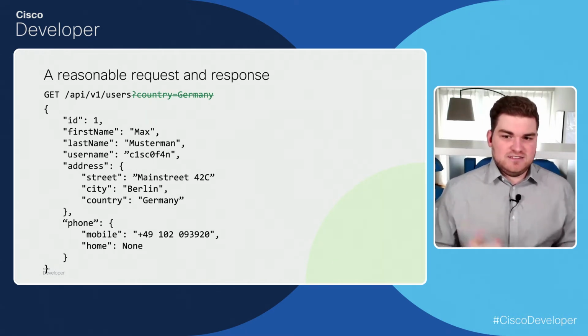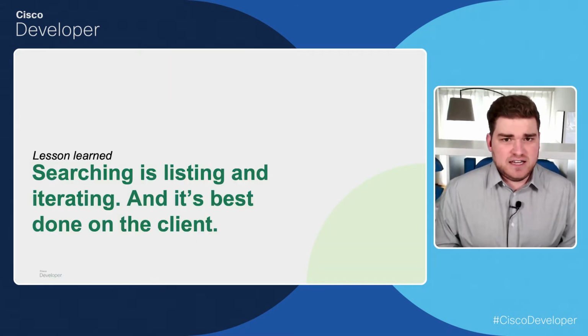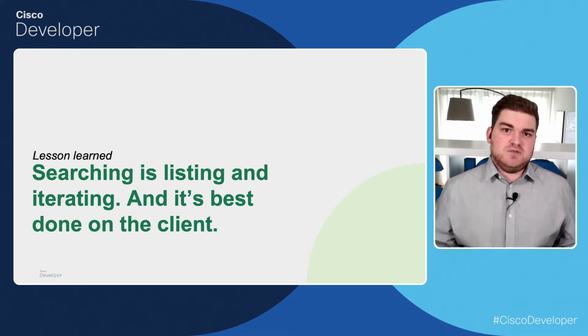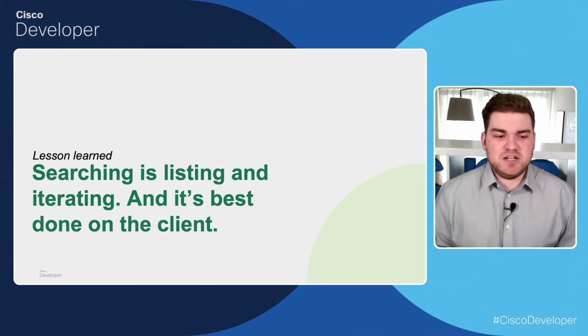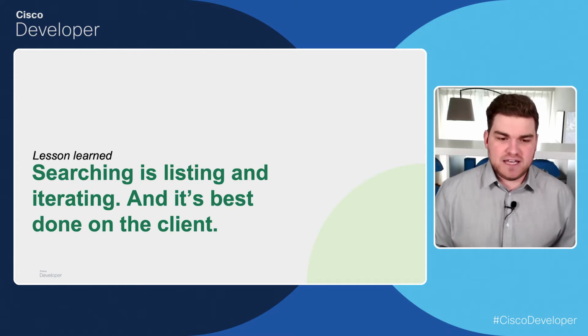So nightmare lesson learned here: searching is listing and iterating, and it's best done on the client. Your database system might have search indexes and all of these kinds of things built in, which makes it great for searching, which in turn means for us designing a nightmare API that we do not want to allow the user to be off the hook that easy.